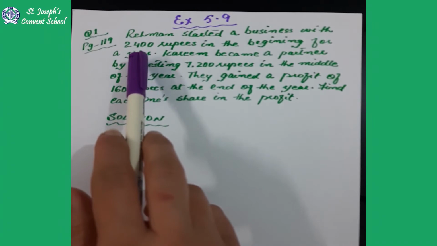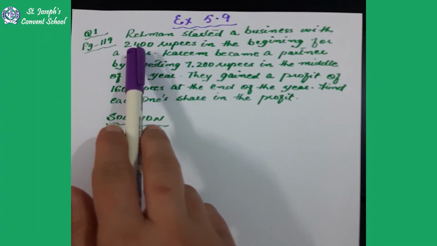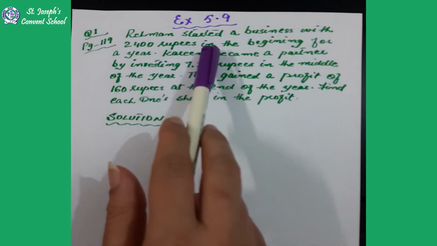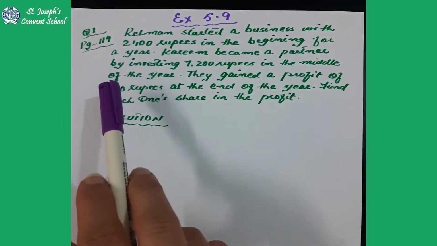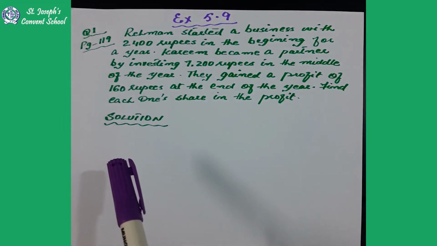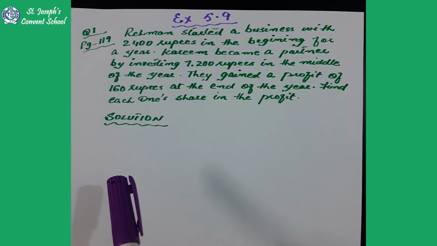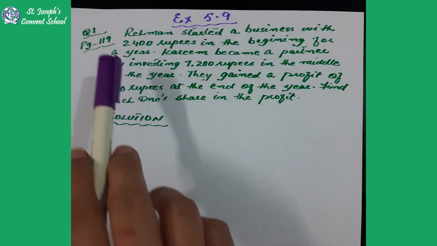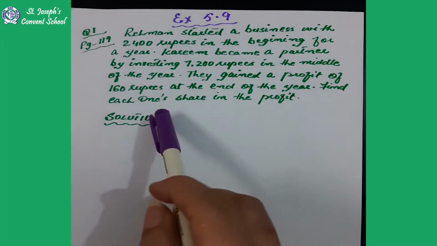year. So, the amount of Rahman is 2400. This is the capital. This amount is invested in the beginning of the year, and beginning of the year means 12 months. So it means for a whole year, for 12 months, he has invested rupees 2400. Then Kareem became a partner.